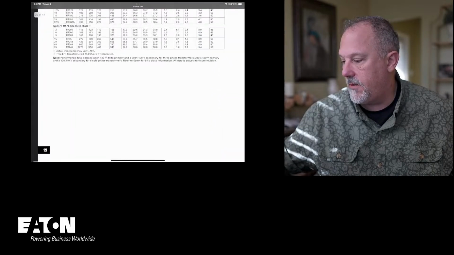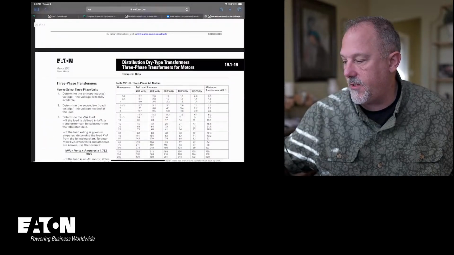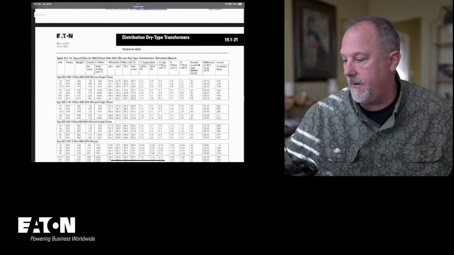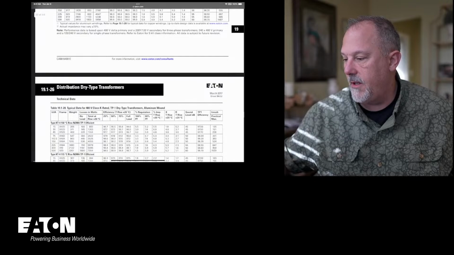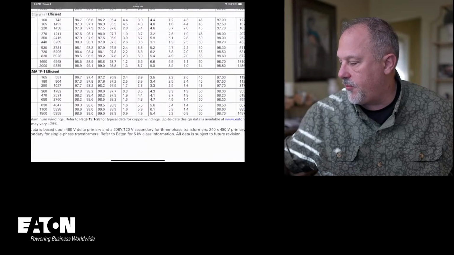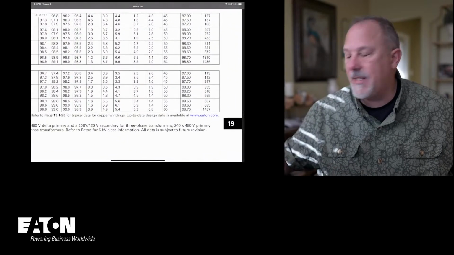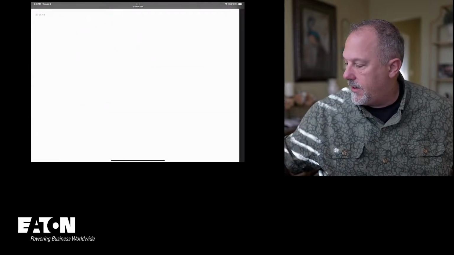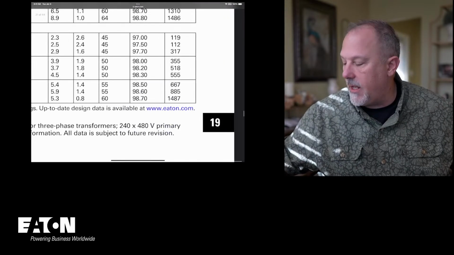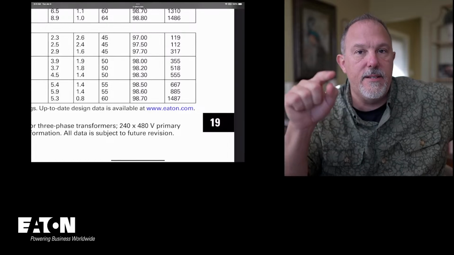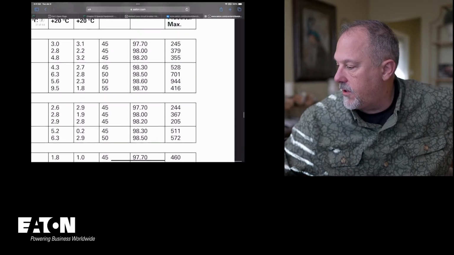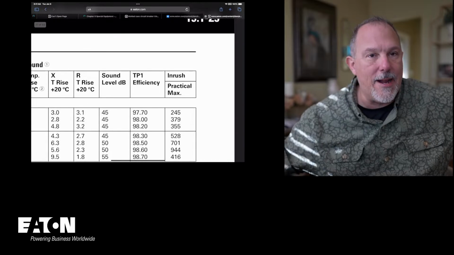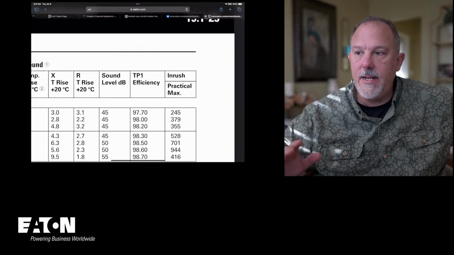All right, so let's go find our 500 kVA transformer again. Dadgummit. 225, 225, 500. There's our 5.4 and 1487. That's that number right there. 1487 is the inrush. Let's go to the top. Inrush practical maximum. So 1487.